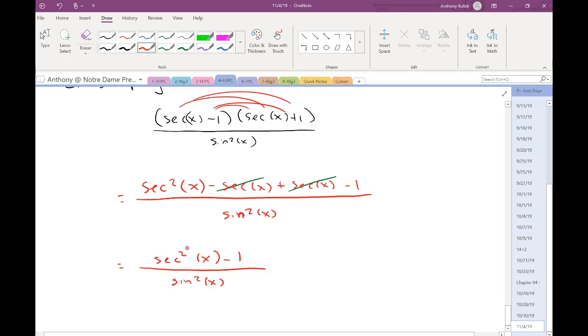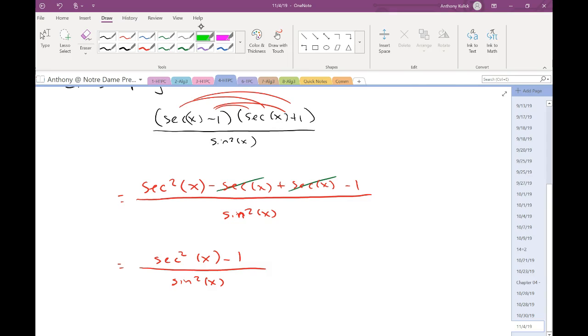So I can do that. Now what? Allison? You could change the secant squared to 1 over cosine squared, but is that making things simpler or maybe just a step sideways? I don't think I'd want to do that either.